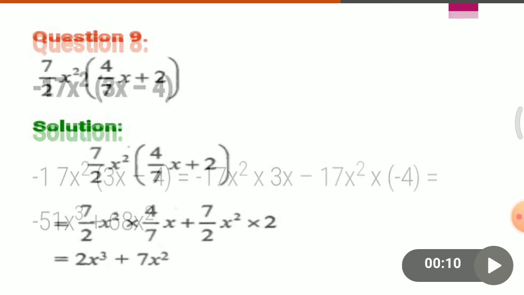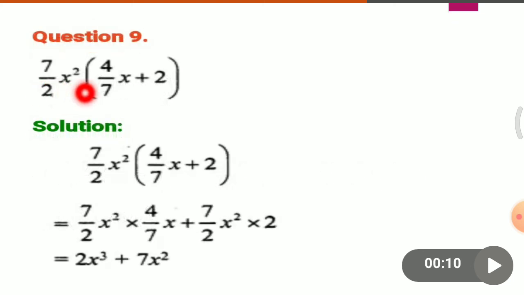Now next question is (7/2)x² multiply (4/7 x + 2). You write in expanded form, 7/2 x² multiply 4/7 x plus 7/2 x² multiply 2. First you cancel 2 and 4: 2 twos are 4, and 7 and 7 give 1. So 1 times 2 is 2, x power 2 and x power 1 gives x power 3, and 2 and 2 will cancel, leaving 7x². Okay. Answer is 2x³ plus 7x². All of you understand?